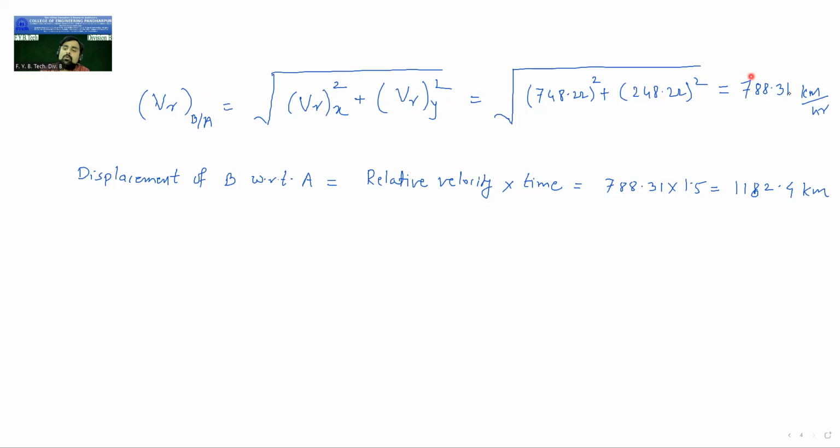Resultant relative velocity. Here we are finding the resultant. After finding the resultant velocity, velocity is nothing but like a speed. So if you multiply this by time, you will get the distance. Let me know if anybody has any doubt or difficulty in this.